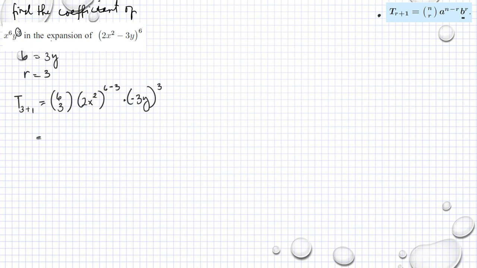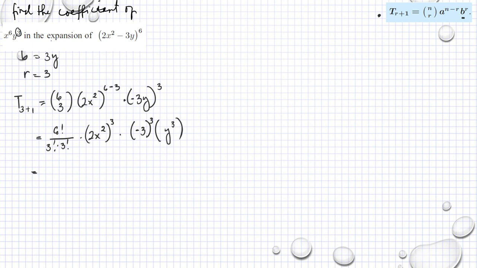Then we have 6 taken 3, which is 6 factorial divided by 3 factorial multiplied by 3 factorial, the difference. Multiplied by 2x squared raised to 3, multiplied by negative 3 raised to 3, multiplied by y raised to 3.